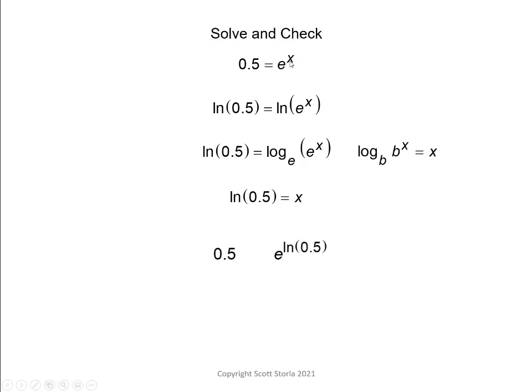I replace x with my answer. I keep in mind ln is log base e, which means I now have this idea. And I can replace this entire expression with 0.5, and that's a match to the value I was hoping it would become.